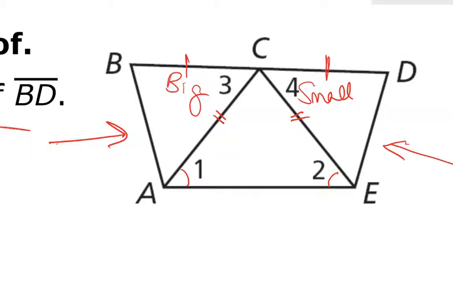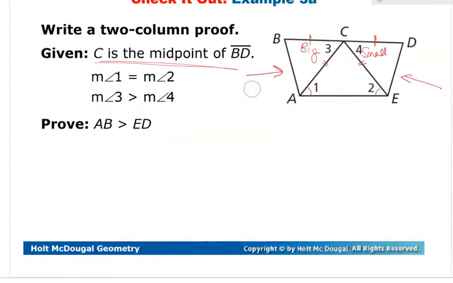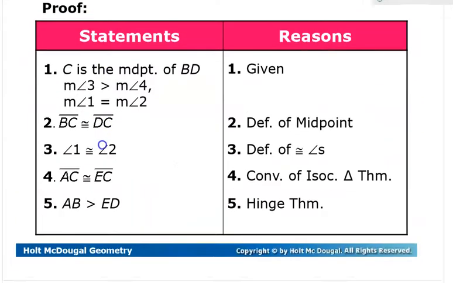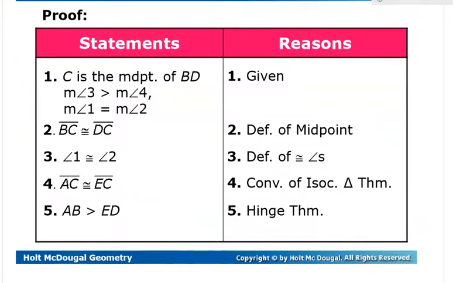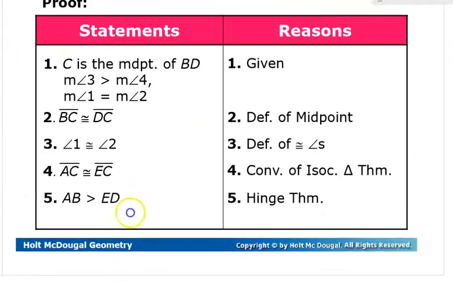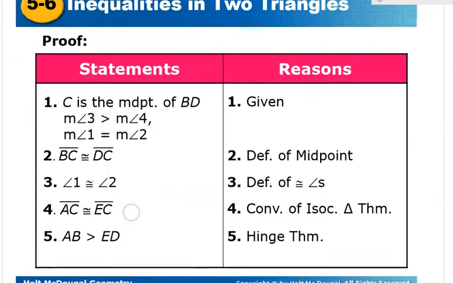Now, since this angle is bigger than this angle, I can now conclude that that side is bigger than that side. And this is what the proof looks like. Look, it's everything I talked about. Okay, the converse of the isosceles triangle theorem. Ta-da! Good job, guys. So feel free to rewatch this video if you need to.